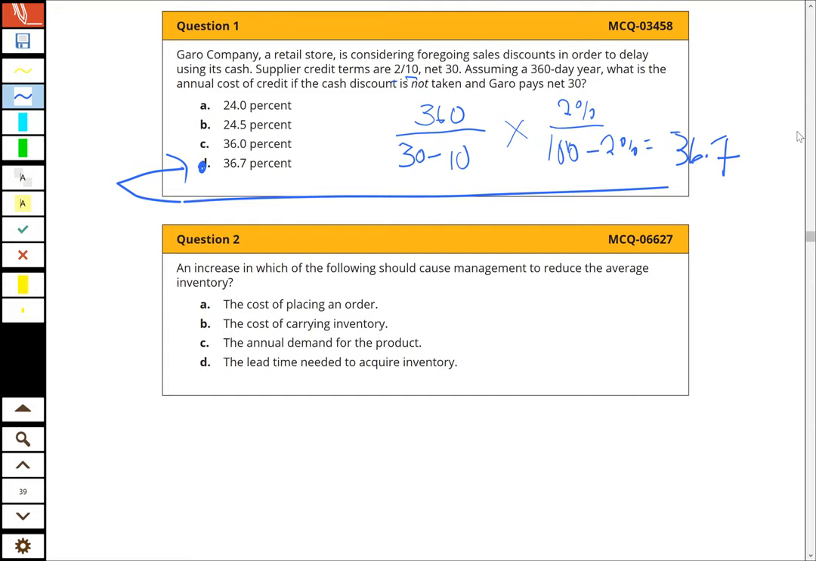But I'm taking a look at question two. The correct answer here is B. So an increase in the cost of which of the following would cause management to reduce the average inventory? In other words, do what? Carry less inventory.